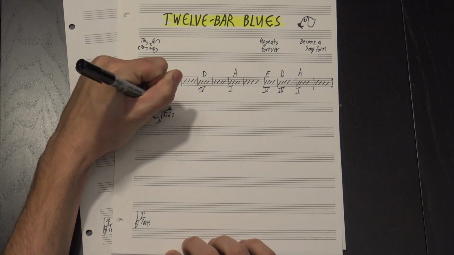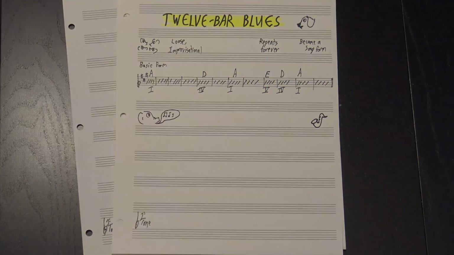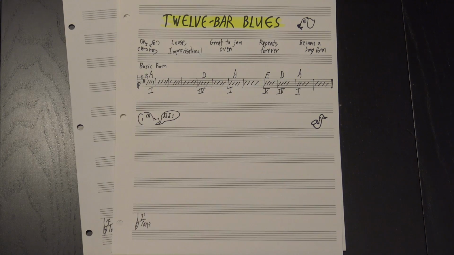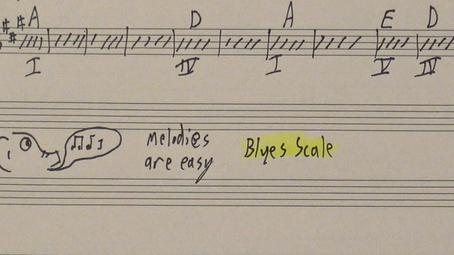Sometimes you'll have a singer singing lyrics, other times someone will take a solo. The form is usually really loose and improvisational, and it's a great progression to just jam over, especially since it makes melodies and solos really easy. After all, this is what the blues scale was made for.